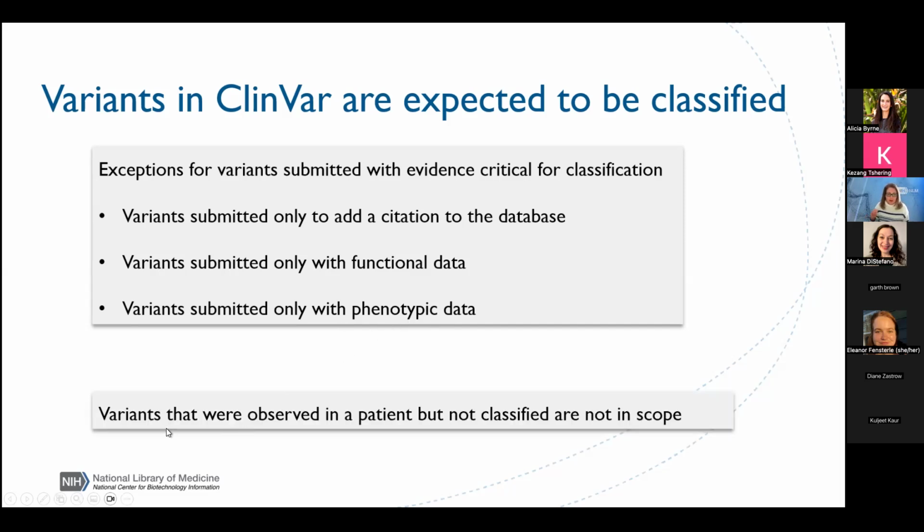So I do want to clarify that we're not expecting to get submissions of variants that were observed in a patient and just not classified. That is just not in scope for ClinVar. We're really expecting variants that have been classified for disease, or they specifically have one of these types of evidence that's important for classification. So citation, functional data, or phenotypic data.